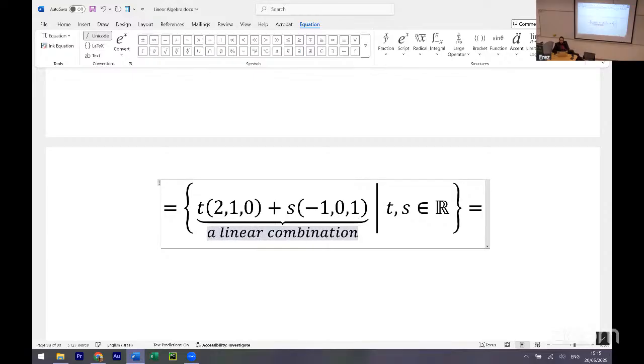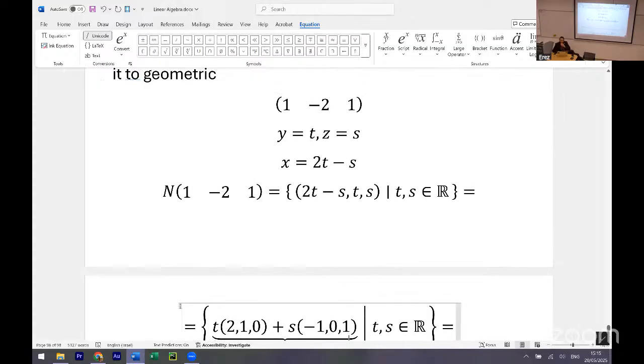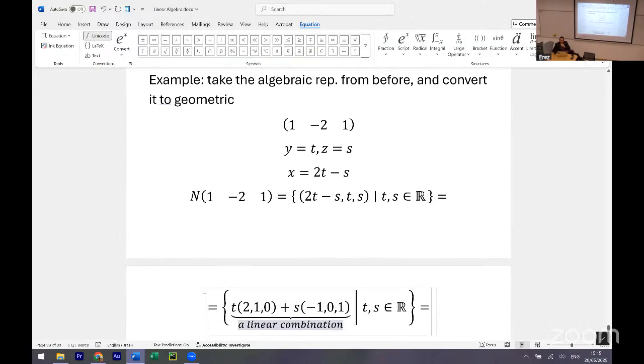Sorry, Eris, yes. Where do you get T and S? Here you find the free variables y and z, right? Because the pivot is here, 1. The free variables are y and z. So you can plug in parameters into the free variables, right?